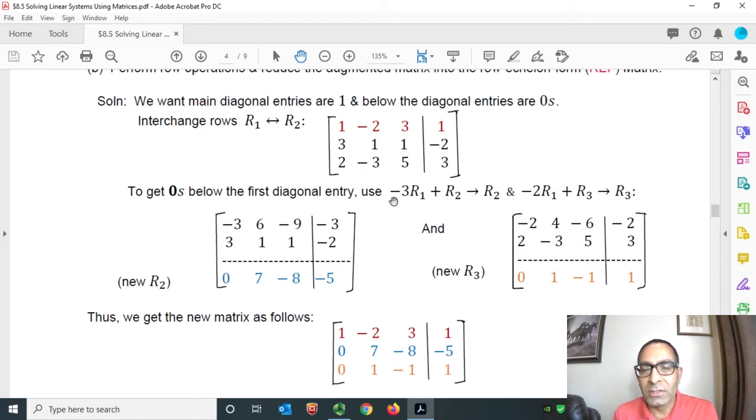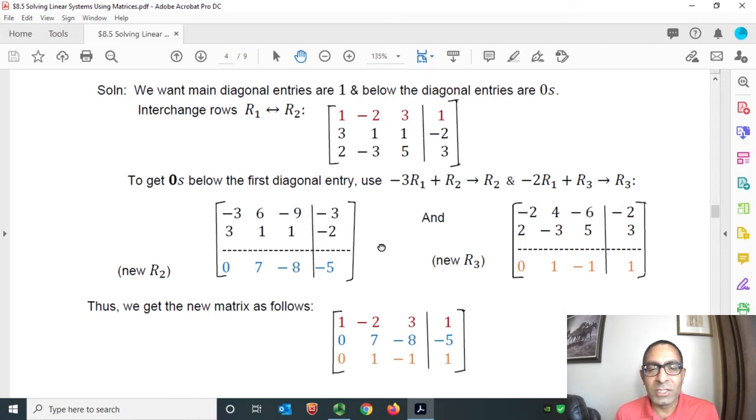So that's the idea. Here we replace row 2 by negative 3 times row 1 plus row 2, and we replace row 3 by negative 2 times row 1 plus row 3. I hope these operations make sense to you all. Now I explain the details here. Multiply row 1 by negative 3. Negative 3 times 1, negative 3. Negative 2 times negative 3, positive 6. Negative 3 times 3, negative 9. Negative 3 times 1, negative 3. And we copy the second row as it is. And we add them. Then this becomes our new row 2.